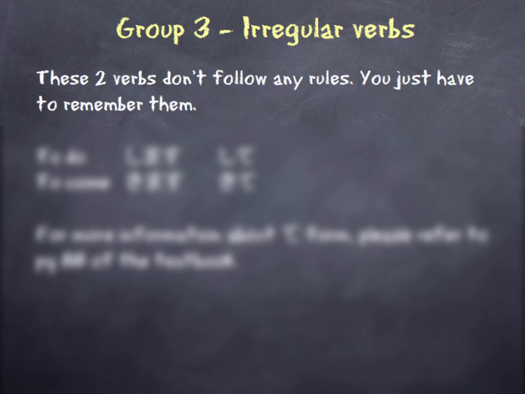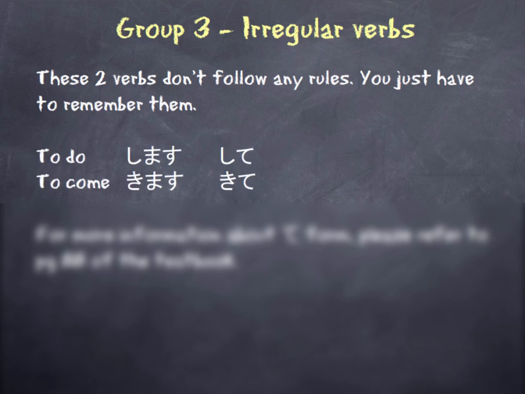And finally, Group 3 verbs are our irregular verbs, and as I mentioned before, there's only two verbs that don't follow any of the previous rules. So you just have to remember them. There's no trick to these two. These two verbs are the verb to do, which is shimasu, and that conjugates to shite, and the verb kimasu, which is to come, and that conjugates into kite.